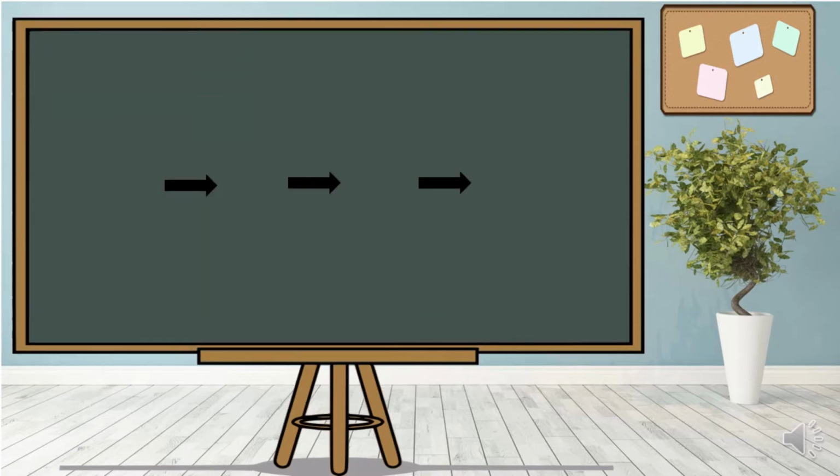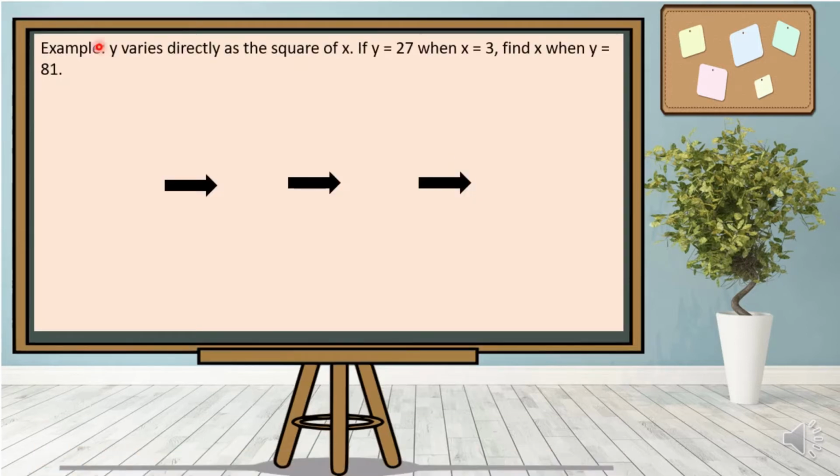Another example. y varies directly as the square of x. If y is 27 when x is 3, find x when y is 81. In finding x, first we are going to find k. The statement "y varies directly as the square of x" means k = y over x squared.